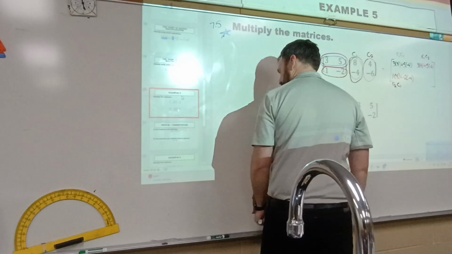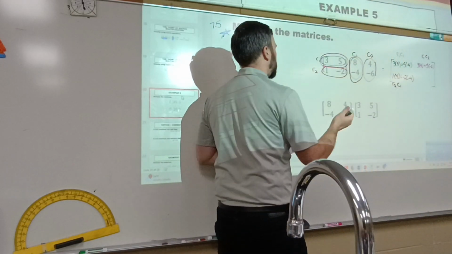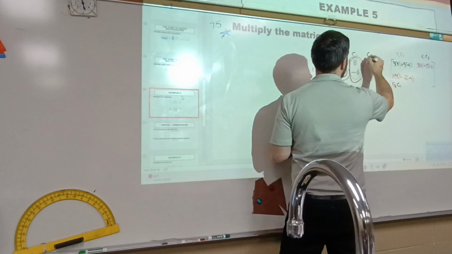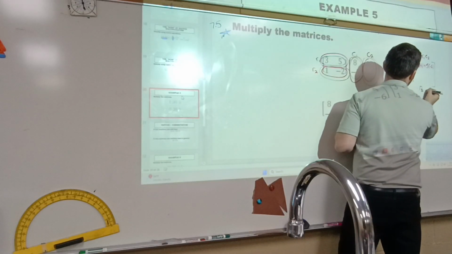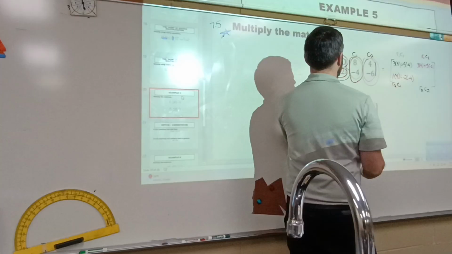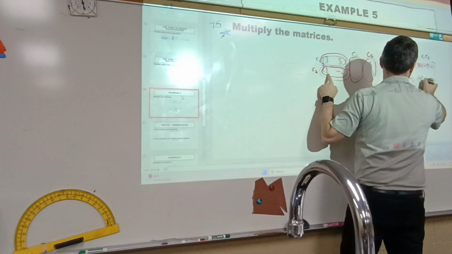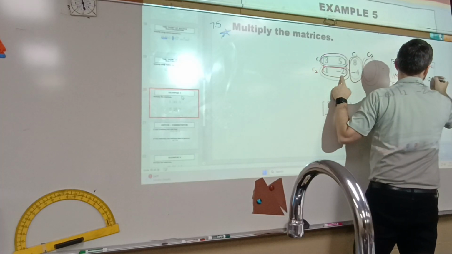I'm going to show you a pattern that exists with this too that's kind of neato. And lastly, row 2, column 2 will give me row 2, column 2. 1 times 4 plus negative 2 times negative 6.